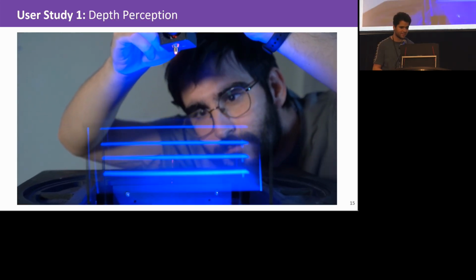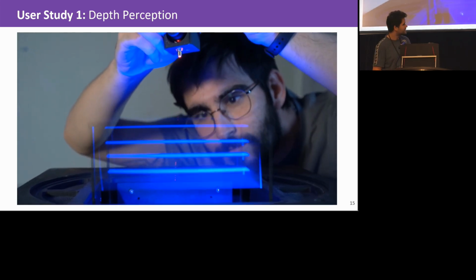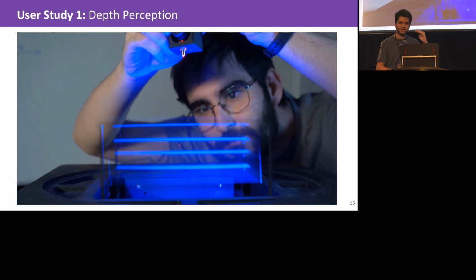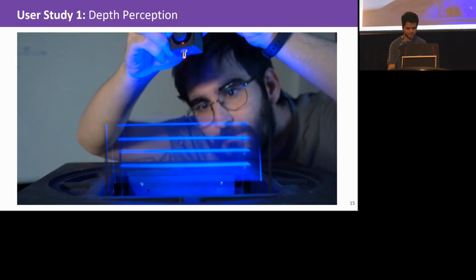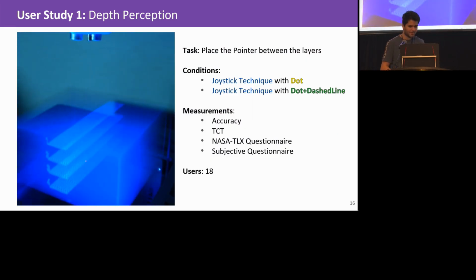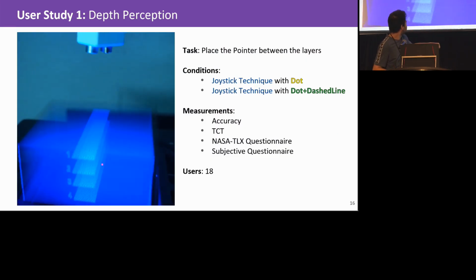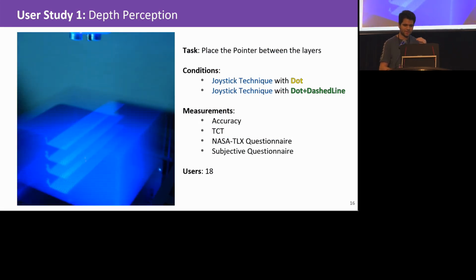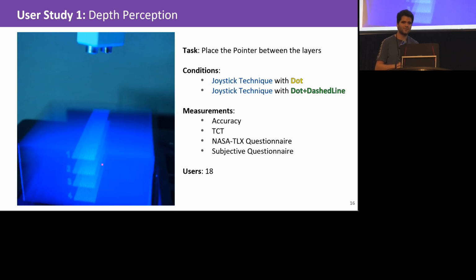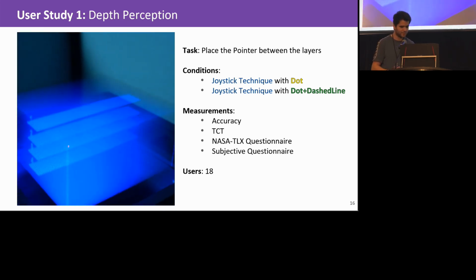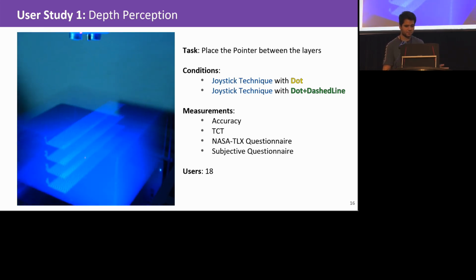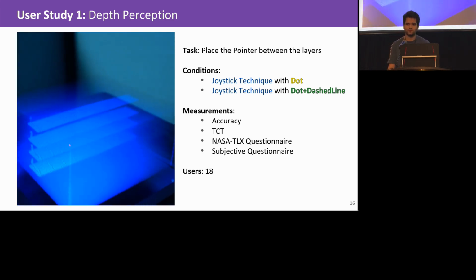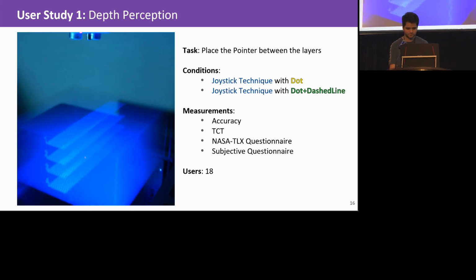So first, the depth perception. It consisted of a series of layers, and the user had to point between the layers specified by the conductor of the study. So here we have an example. What the user had to do is, okay, you have to point, for example, between the second and the third layer, and the user had to do it as fast and as accurately as possible. So we measured the accuracy, the task completion time, and we also added some subjective questionnaires in order to get more information from the users.